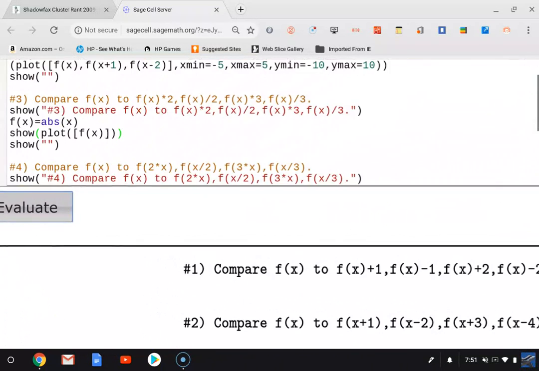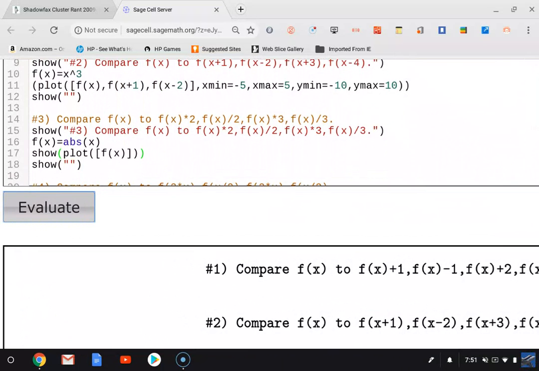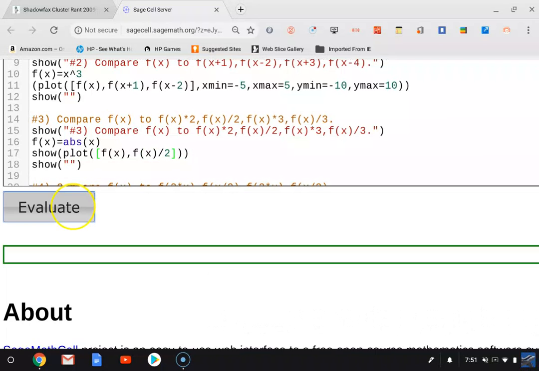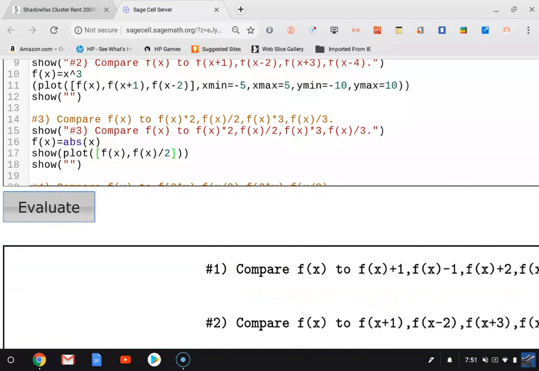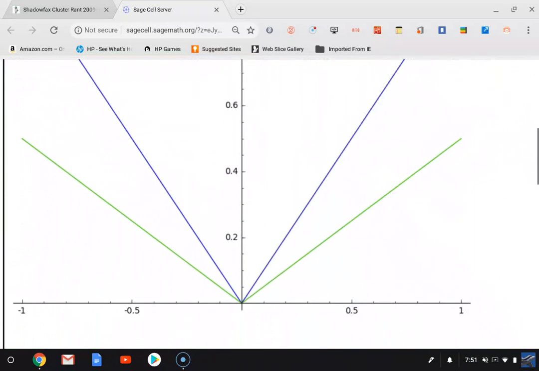So, what if I do f of x, take all those y values, f of x is the y value, and divide them all by 2? What happens? All right, so the second curve, remember, is the green curve.